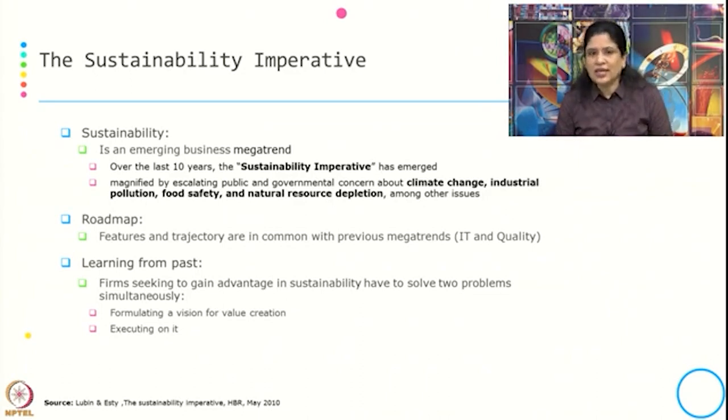And if they are seeking to gain advantage through sustainability, they have to solve two problems simultaneously. First, they have to formulate the vision for value creation, and second is executing on it. So if sustainability is going to be the mega trend, and it has to be, the businesses have to gain advantage in sustainability, and they have to solve two problems. One, formulate a vision which will create value, and second, execute on it.